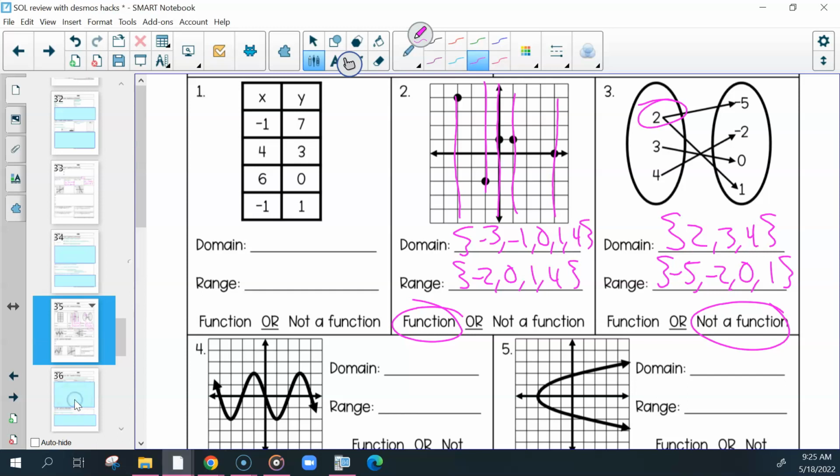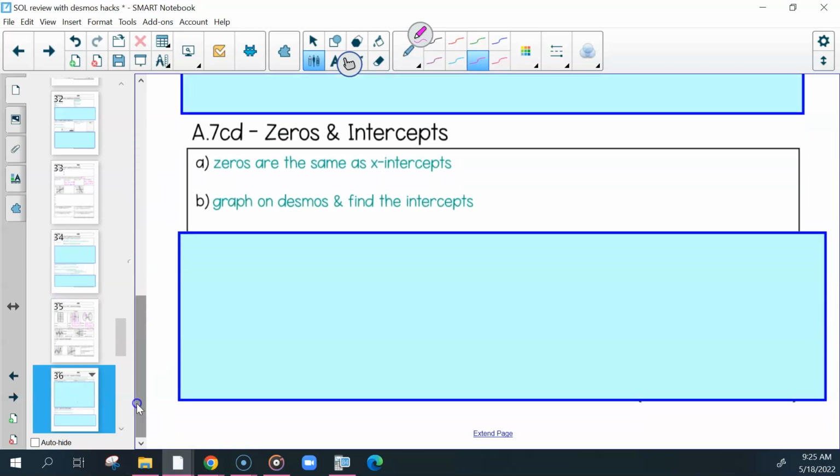For the next section, on the same page, zeros and intercepts. Zeros are the same as x-intercepts. Remember that those are interchangeable with solutions and roots. Don't let that trip you up. To find zeros and x-intercepts, you could graph whatever function they give you, and find the x and y-intercepts. Be careful. If it says find the zeros, you're only looking for x-intercepts. If it says find the intercepts, you're looking for everything.